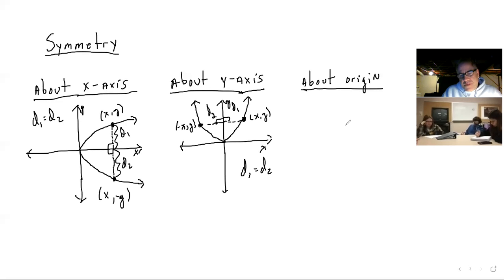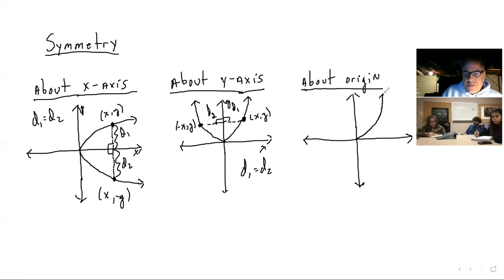So the last kind of symmetry we're going to look at is going to be about the origin. So we don't have a line of symmetry, it's a single point. Something that would have symmetry about the origin might look like this. Okay, not too bad. I'm going to make the same kind of argument.